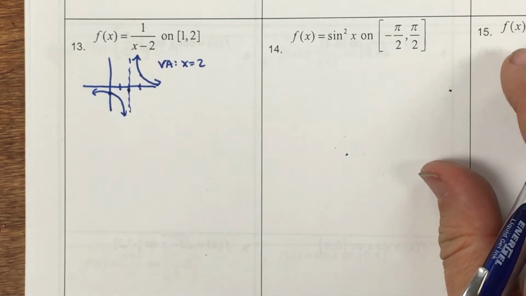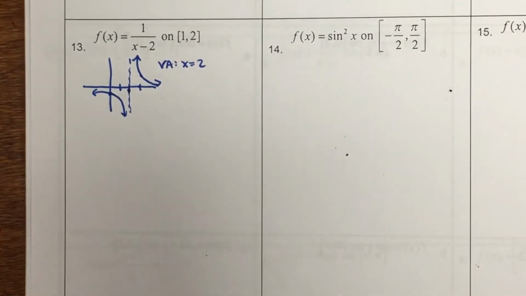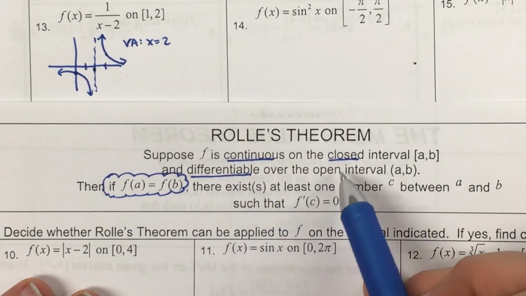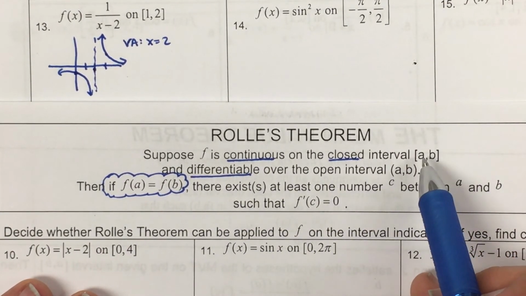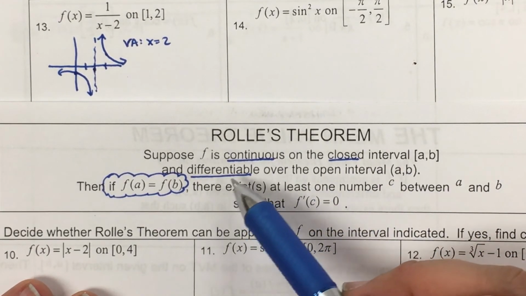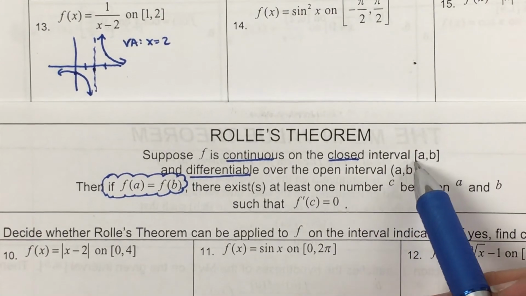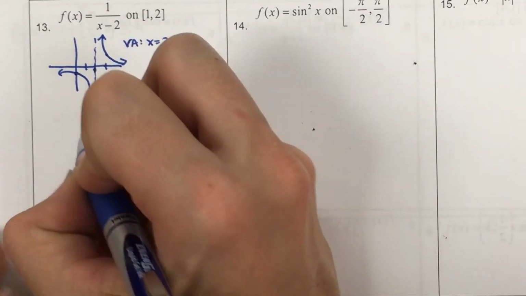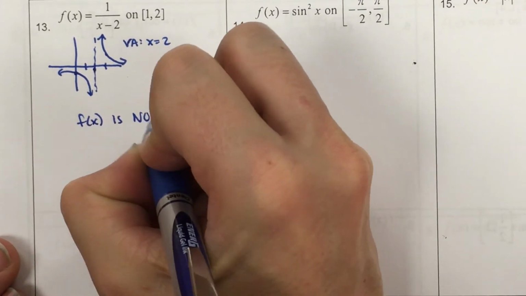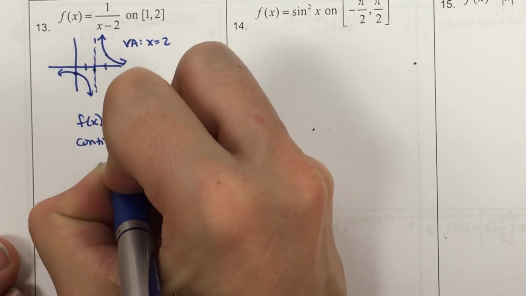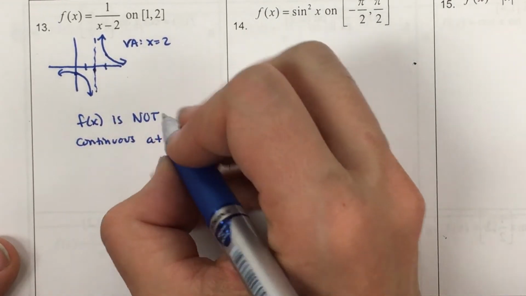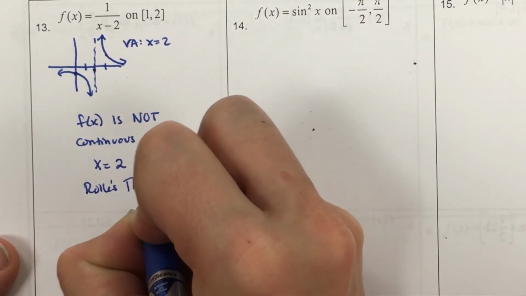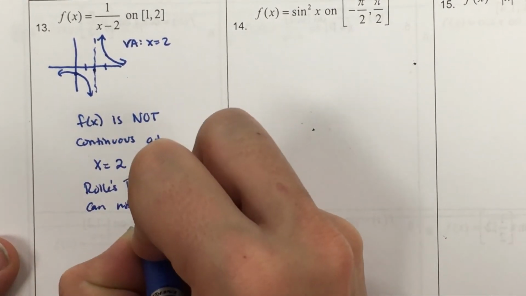Look back up at our original statement here where it says f of x is continuous on the closed interval a to b. So it needs to be continuous on the closed interval. It only needs to be differentiable on the open interval, but we're talking about continuity right now, and on the closed interval, 2 is on our interval. So, done. f of x is not continuous at x equals 2, so Rolle's theorem cannot be applied.